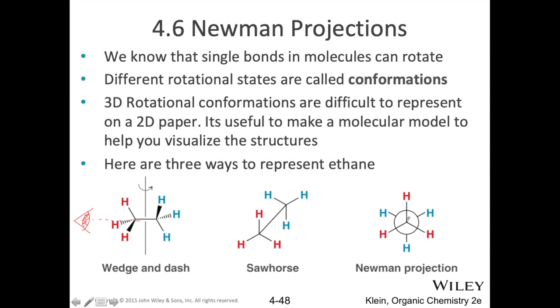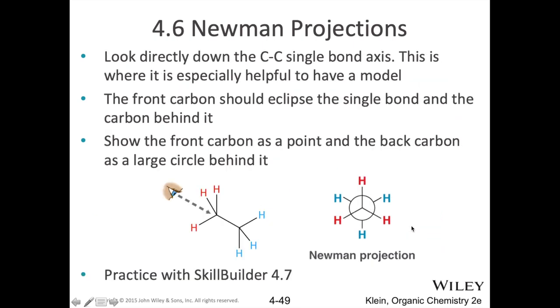So you're looking at that carbon, and that's this point over here. The back carbon over here that's further away from you, or this carbon if you're looking at it using sawhorse, it's represented with this big circle, and you show what's attached to it by what's attached to the outside of the circle. So notice that the front carbon has things attached directly to that point. The back carbon has things attached to the outside of that circle. So that's what's going on here. You're looking down that carbon-carbon bond, and you're describing things as you see them.